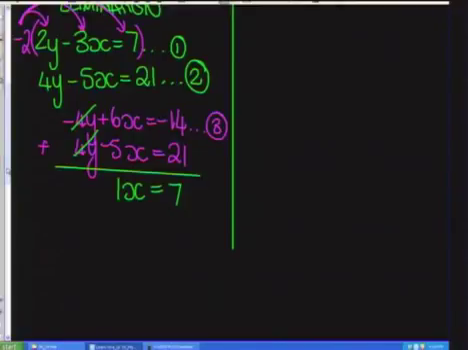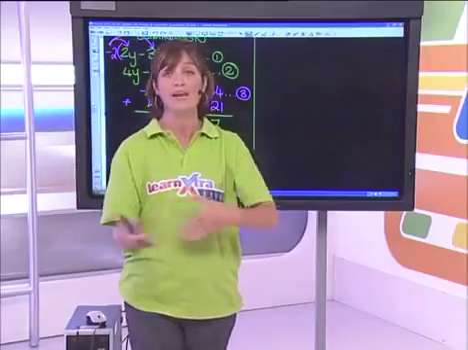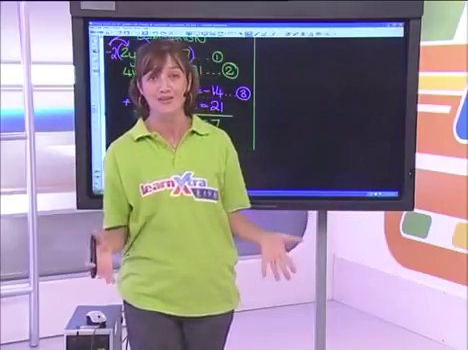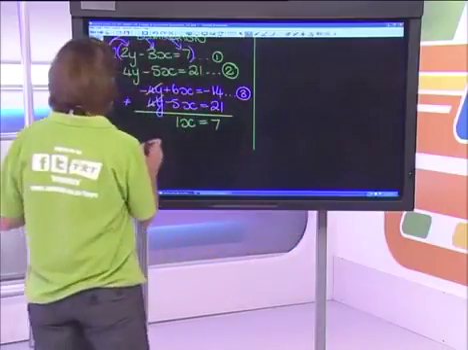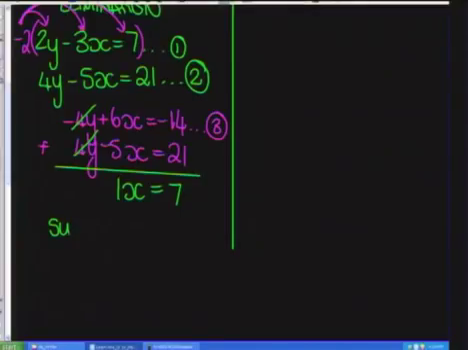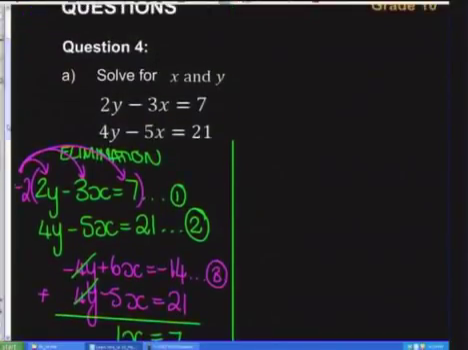Once you've got one of the values, then it's a case of just subbing it back into either equation 1 or equation 2, and you'll get your answer for y. Okay, so which one do you want to sub it back into? So we're going to substitute our value of x equals 7 into equation, let's see what we've got here. We've got a 2y minus 3x equals 7. I've got a 4y minus 5x. I think this one over here is the easier one. Guys, I'm sure you agree with me.